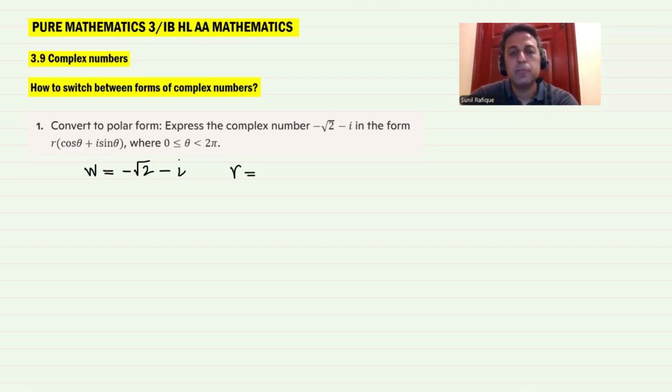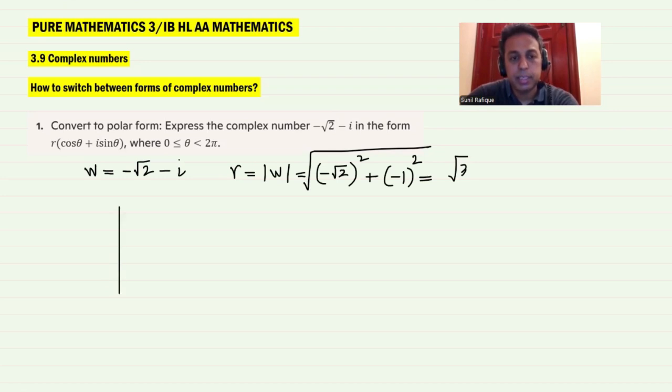Let's calculate R first, which is the modulus of W. The real part is negative root 2, square it, and add it to the imaginary part squared, which is negative 1 squared. Root 2 squared is 2, negative 1 squared is a positive 1. It's going to be 2 plus 1, root 3.